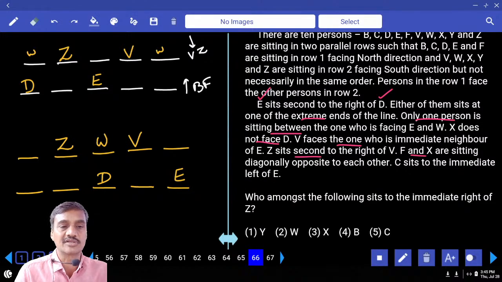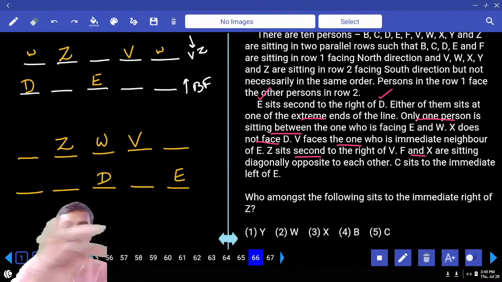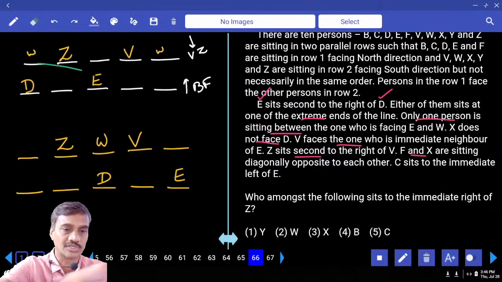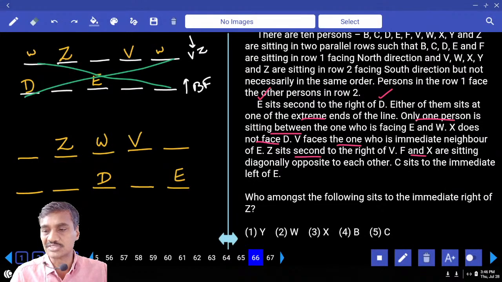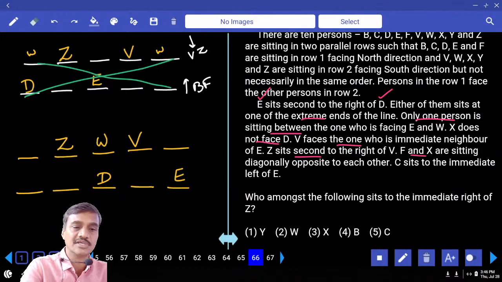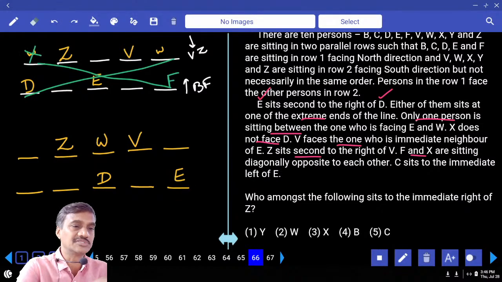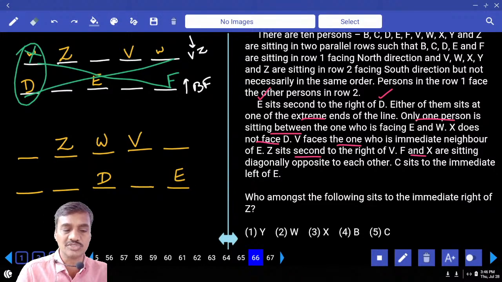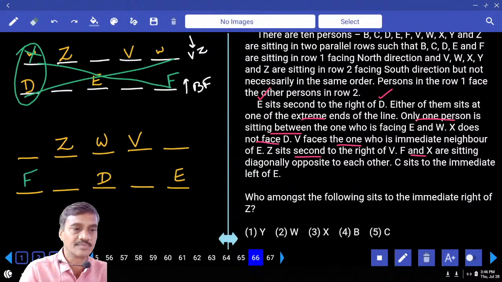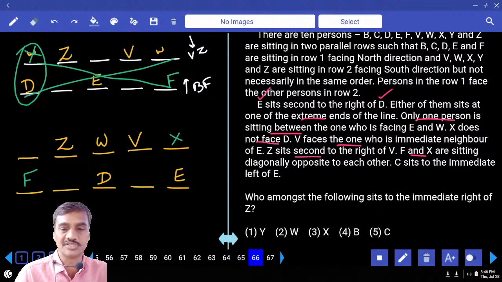F and X are diagonally opposite, meaning the longest diagonal from one corner to the other corner. This is one diagonal and this is the second diagonal. Then which two persons F and X are diagonally opposite? Hence F is here. Now if F is here, X must be here. But as D and X cannot be opposite to each other, the first case became invalid. Now we are left with the second case. F and X are opposite to each other, and F is here, and X is diagonally opposite to that person.